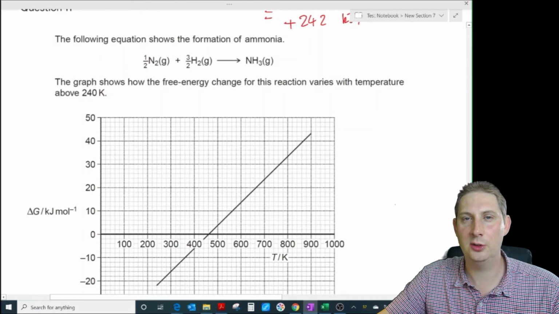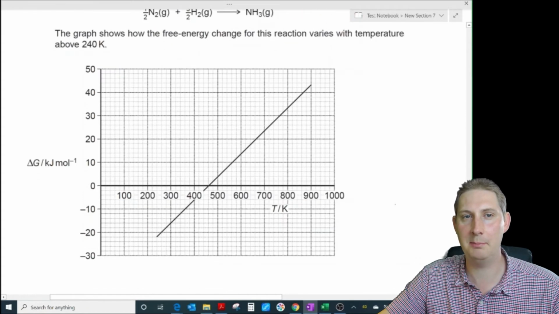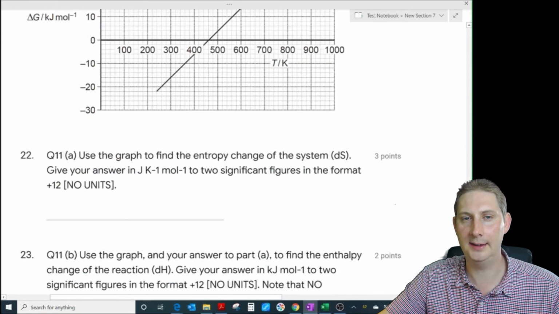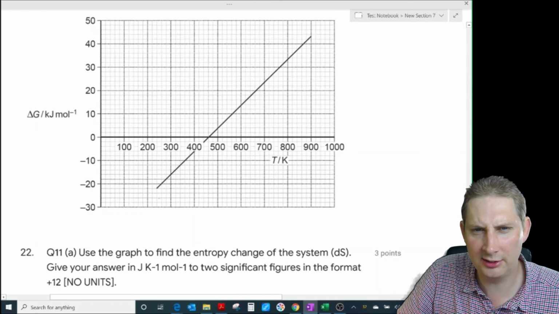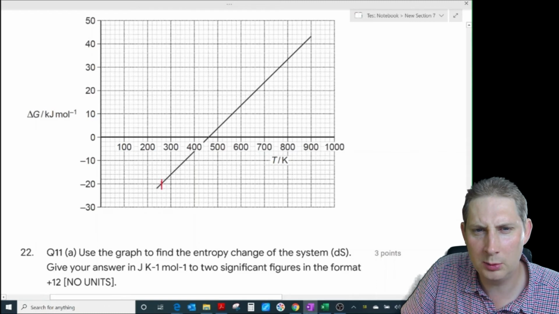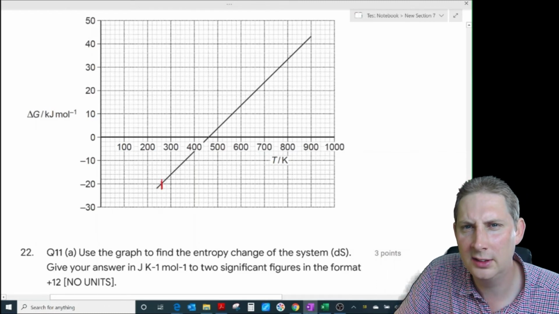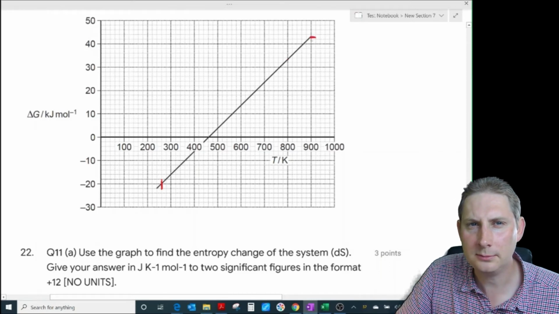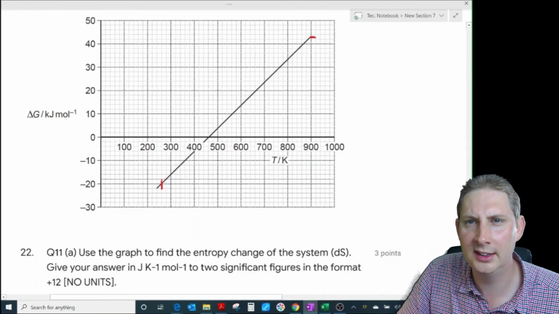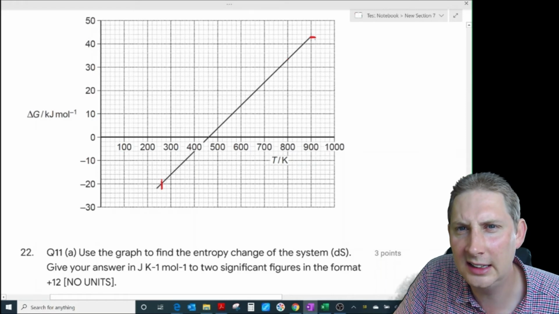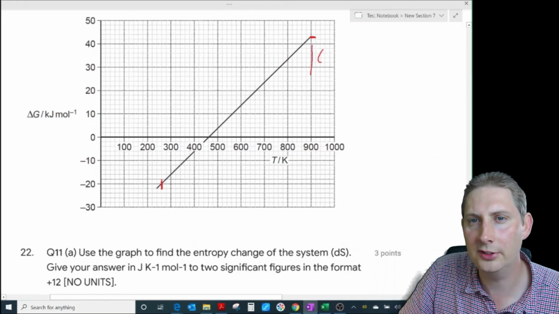The following equation shows the formation of ammonia. The graph shows how the free energy change for this reaction varies with temperature above 240K. Use the graph to find the entropy change of the system. Give your answer in joules per Kelvin per mole. Okay, well we could go from that point there to, where should we go to? We could go all the way up to this point here, couldn't we? So what's the decrease there? Well, that's 20, 30, 40, 50, 63.